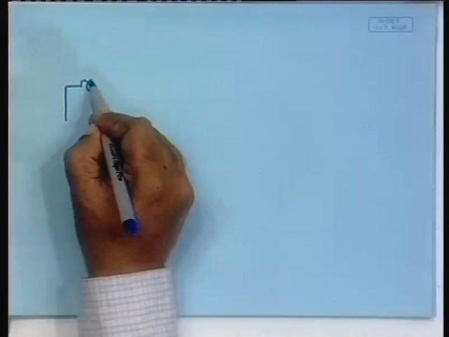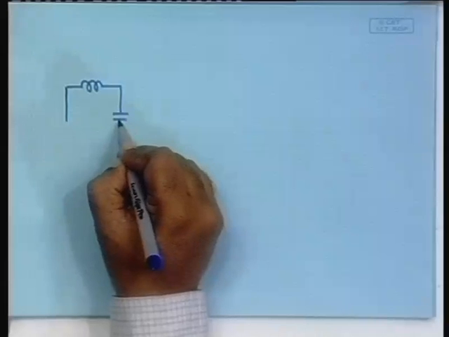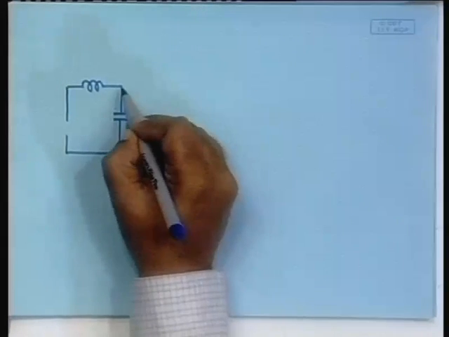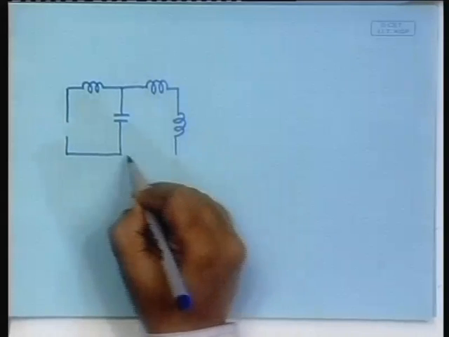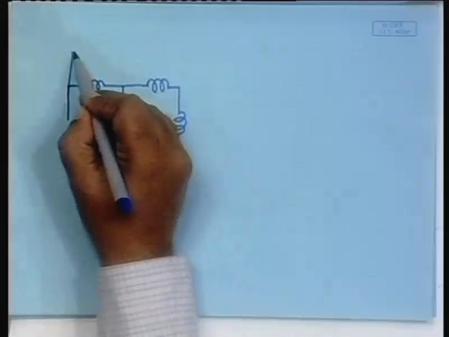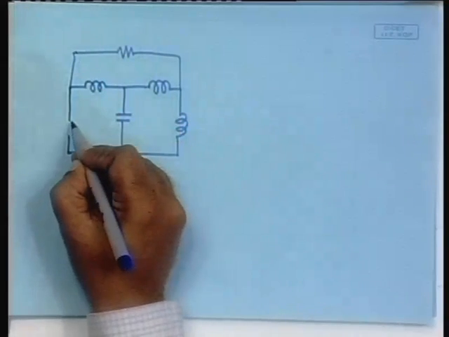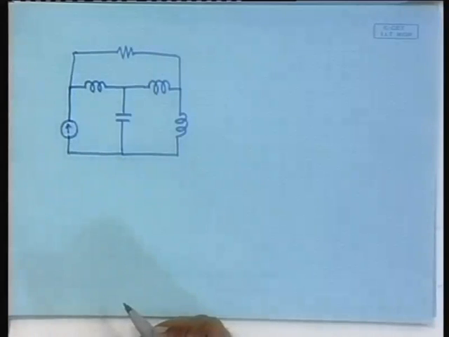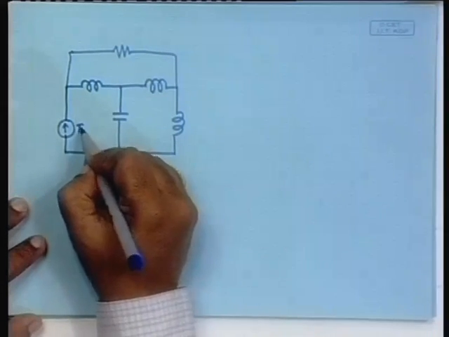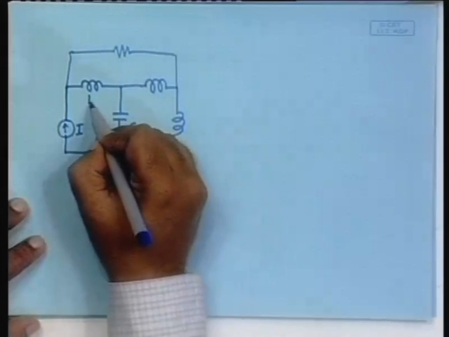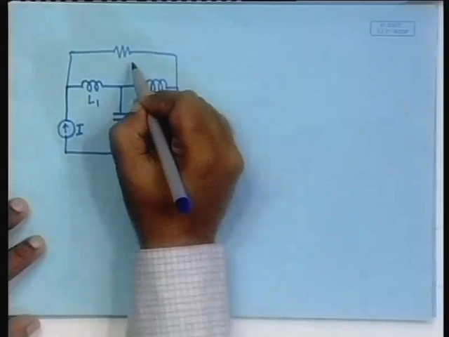Let us do a problem in which a similar problem occurs with inductances. In this case, we have the circuit connected in a similar way. Here in place of the resistor, let us substitute an inductor, here also an inductor, and here also a resistor, and this one let us replace by a current source, not a voltage source. So far we have not solved a problem with a current source, so let us do this. So this is the externally applied current I, and here you have the C, here you have L1, L2 and L3, here is your R.